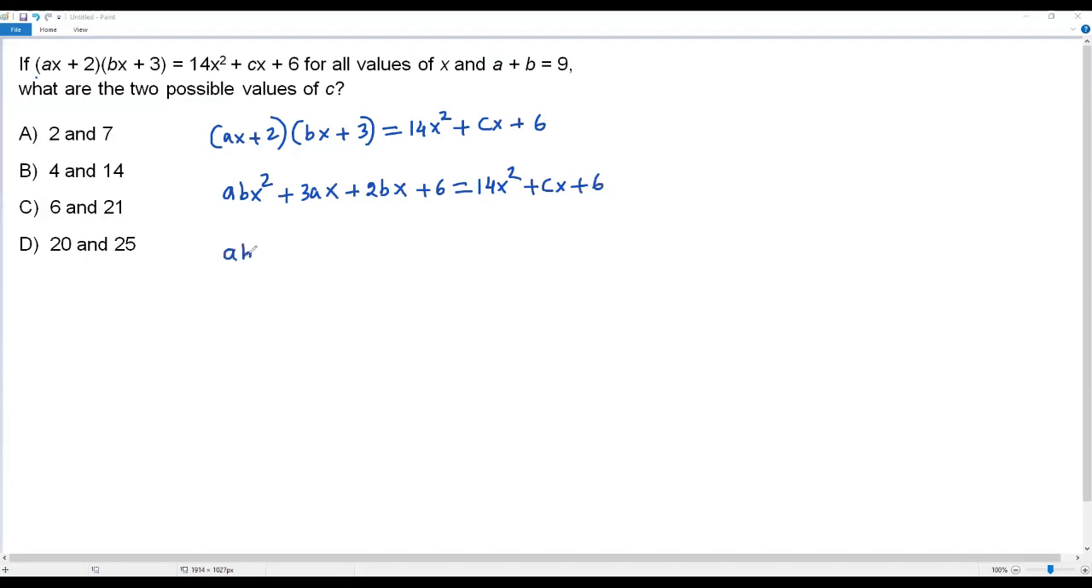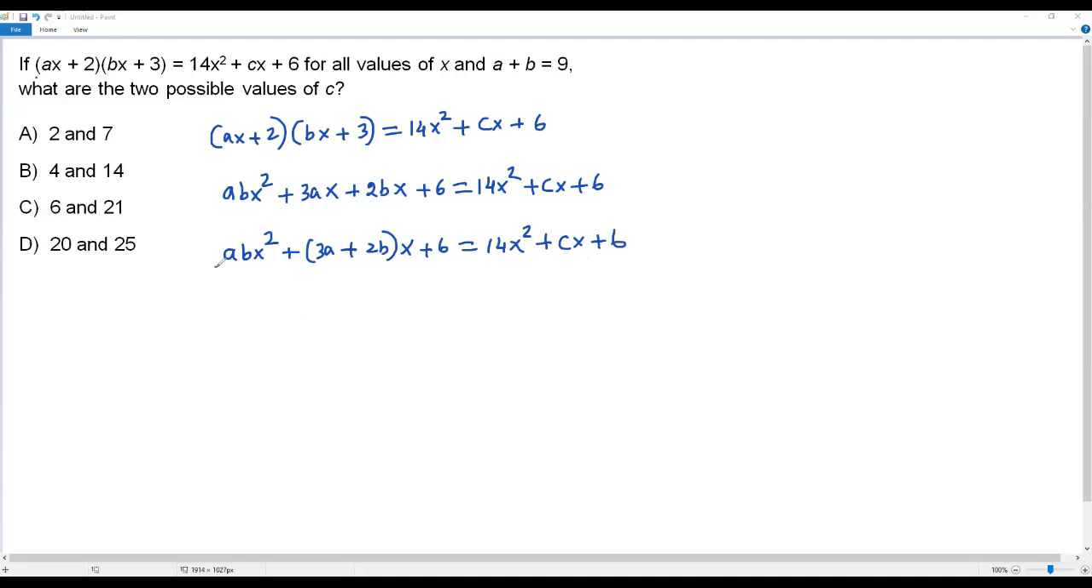Now we can write the first term, ab times x², as it is. When you look at the second and third terms, both of them have the greatest common divisor x, so x can be factored out. Then I get (3a + 2b) times x. So here x is factored out from these two terms. Then we have +6 equals 14x² + cx + 6.